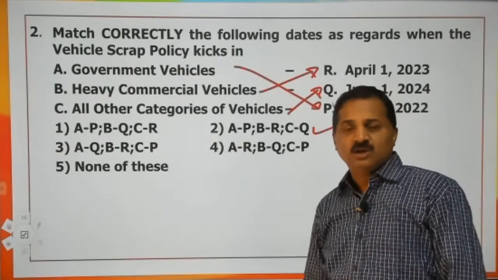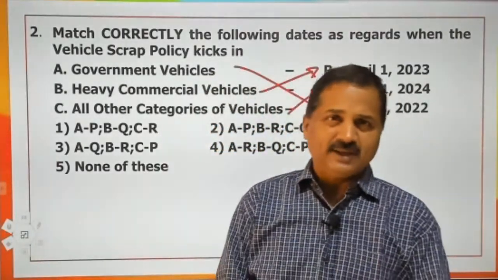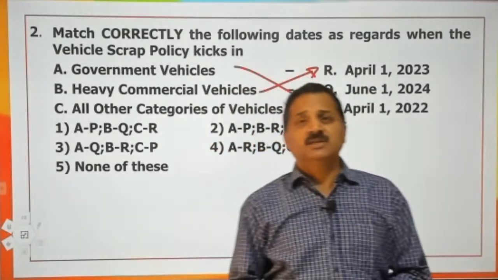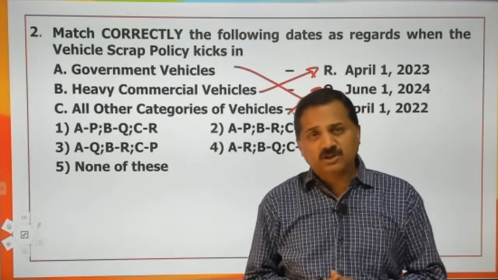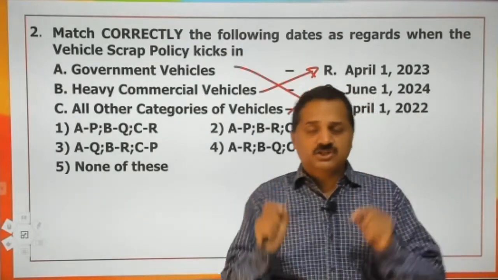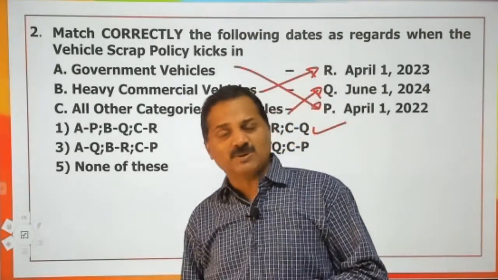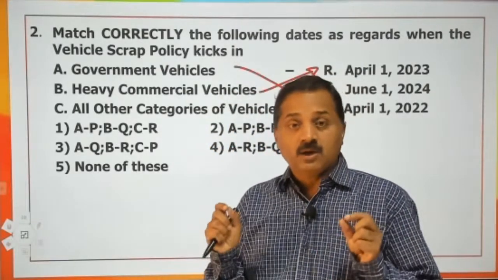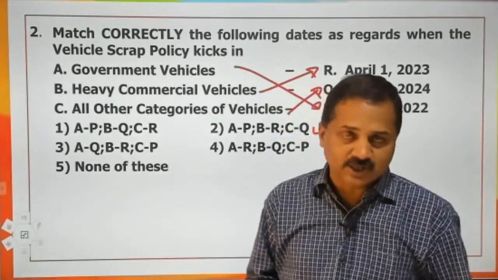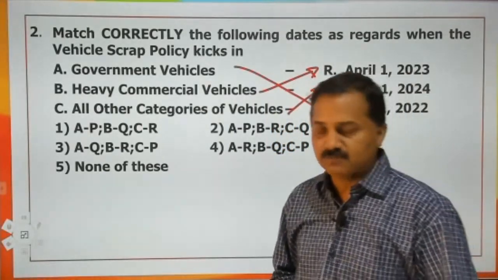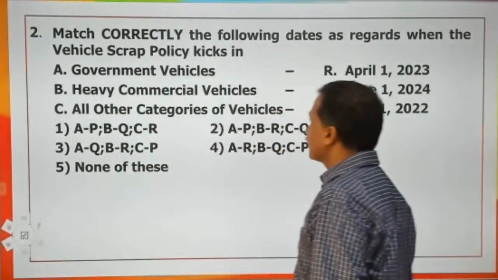So that is it. As regards the previous question is concerned, I would like to add that all government vehicles and vehicles that are owned by public sector units will be deregistered after 15 years. So that is the point I would like to add to the previous question. All government and public sector units owned vehicles will be deregistered after 15 years. So there is no exemption to government or public sector unit vehicles.